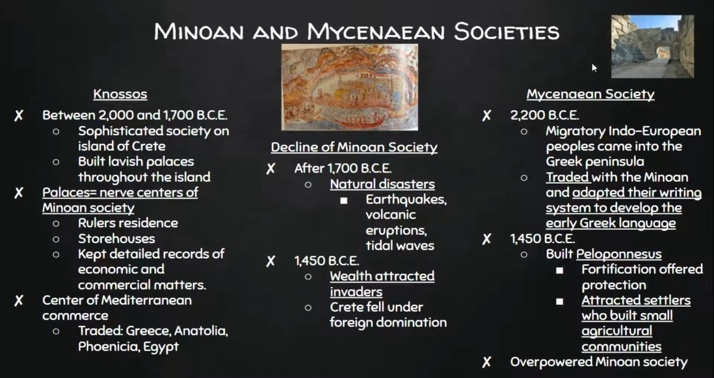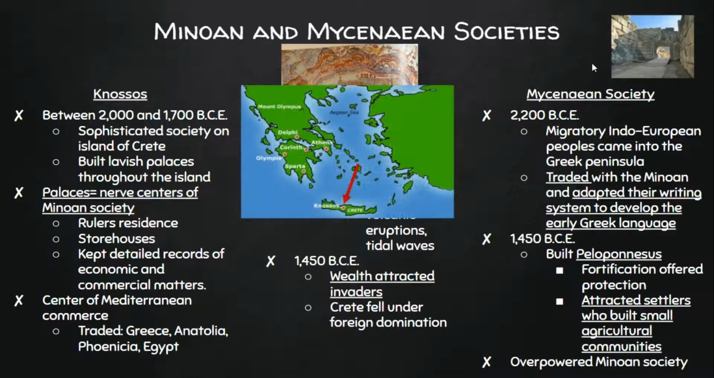So we know of 2 specific types of societies, and that's what we're going to be focusing on here today. We have the Minoan and the Mycenaean societies. We're going to go ahead and start with the Minoan societies by looking at their capital of Knossos. I believe I have a picture right here. So we are looking at this island called Crete and the capital of Knossos.